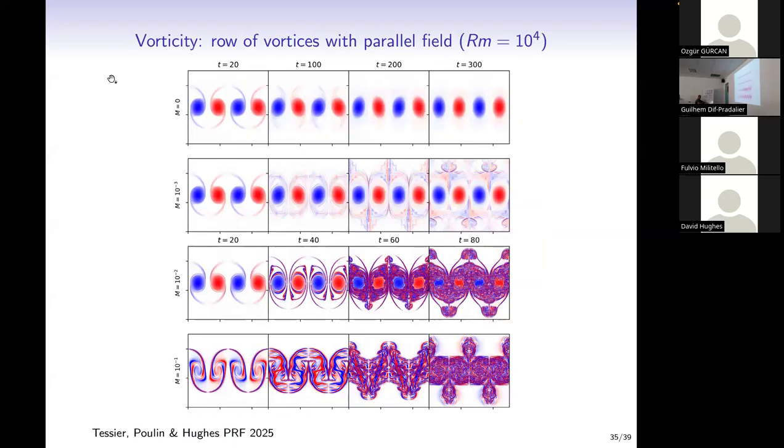The key thing is that you get well. Let me explain what's going on. So this is an array of vortices, and the field is across. The field is in the x direction.